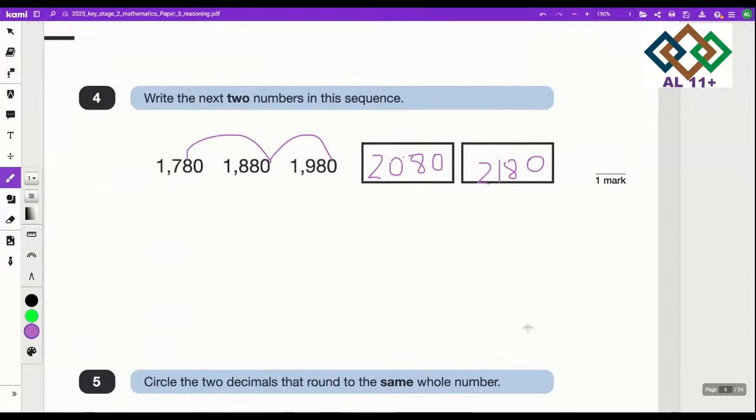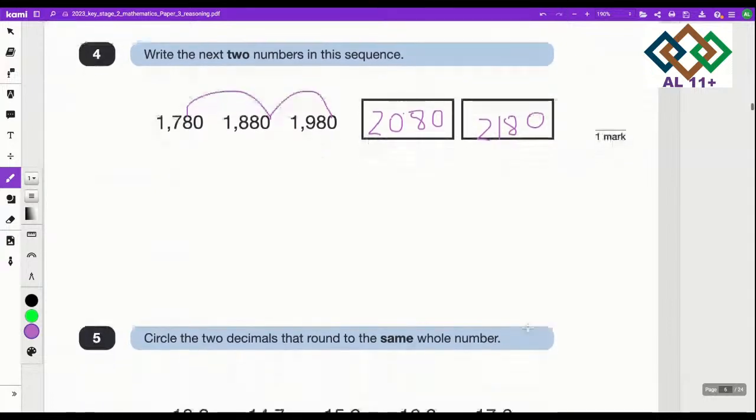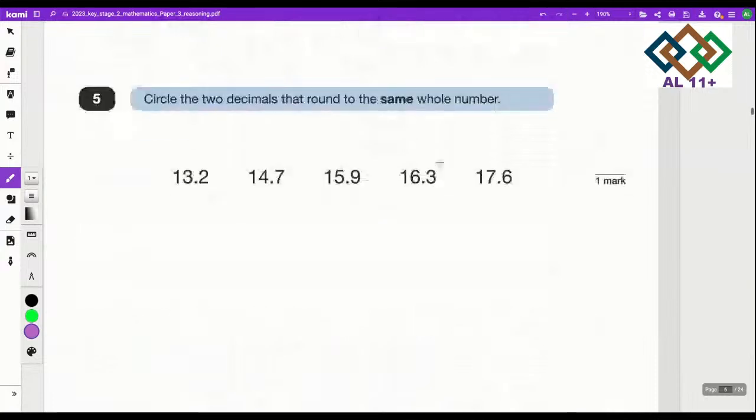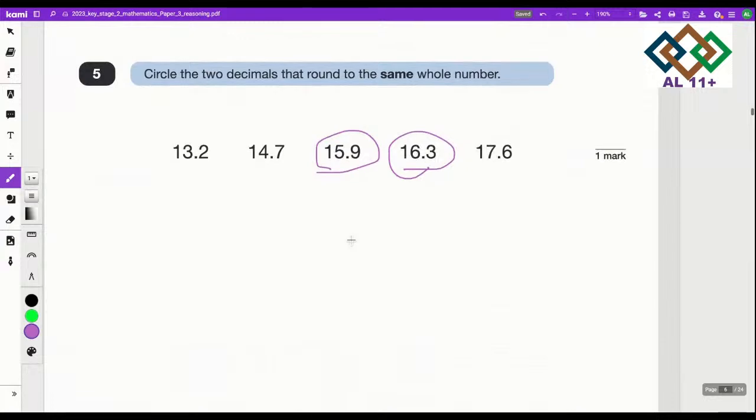So now we will be moving to the next one. In this, they told you to circle the two decimals that round to the same whole number. So you have to think which ones give the same whole number, and the answer for this one, there are two of them, would be 15.9 and another one would be 16.3. So it would be these two. So let's move on to the next one.